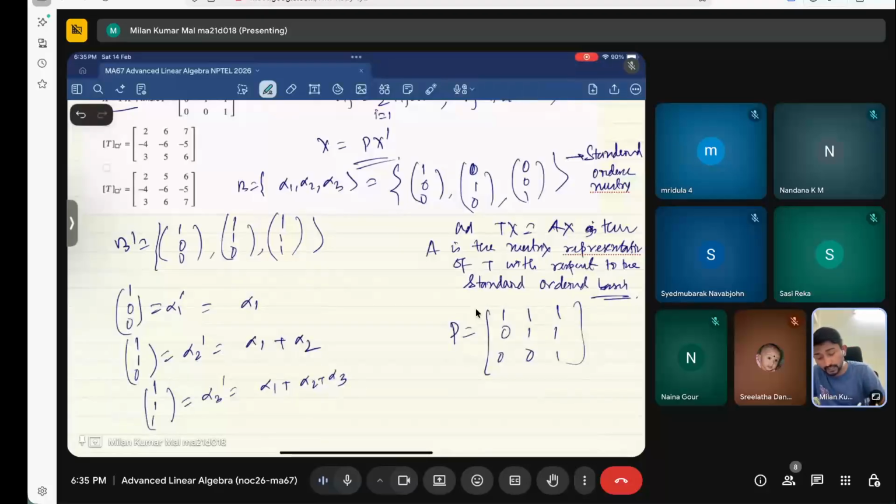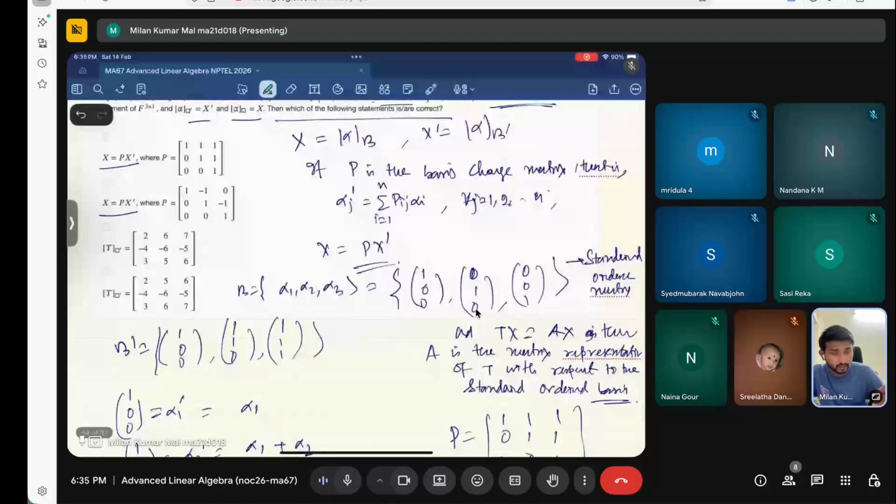So therefore P is matching with this. So the first option is correct, and P is a unique matrix. When we do a basis change, that matrix is a completely unique invertible matrix. So the second option is incorrect.